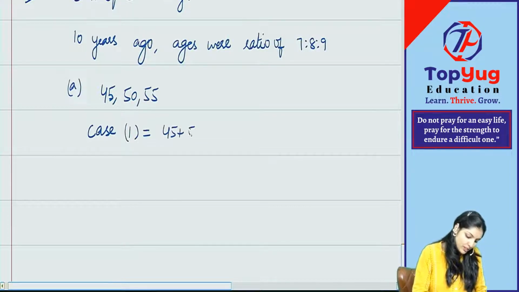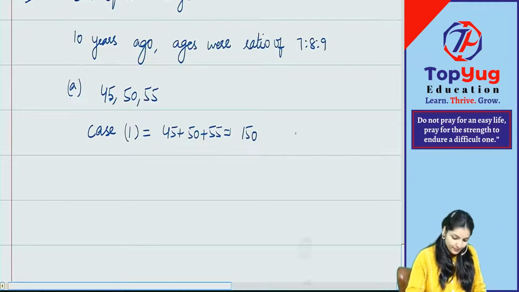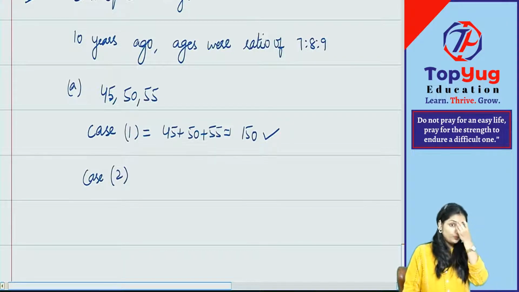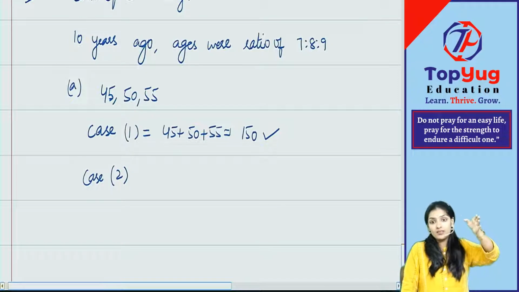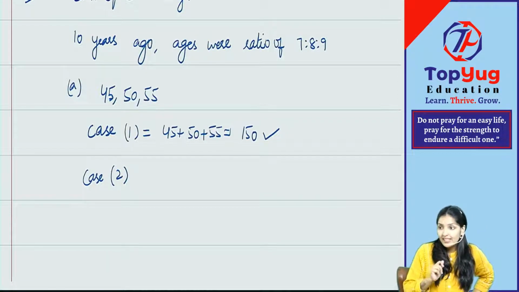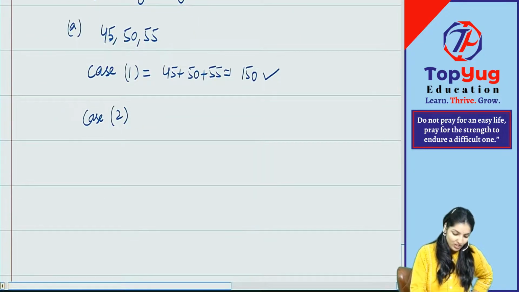Yes ma'am, please do it properly. Case 1 satisfied. Now case 2. 10 years ago. 10 years ago means today what is your age, ma? Something 16, 17. 10 years ago it would have been 7 only. So for me also 10 years ago I was some 20 only. Right? So have a look.